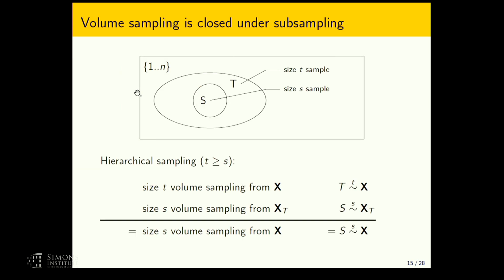So volume sampling is closed under subsampling. What does that mean? Here's the following procedure. We define volume sampling for any fixed size s. Let's say we first sample a set T of size larger than s, then we construct a submatrix X_T and volume sample from that a set of smaller size s. Now we get a set S, and it turns out that S is distributed exactly according to volume sampling from the full matrix. And that will come in handy.